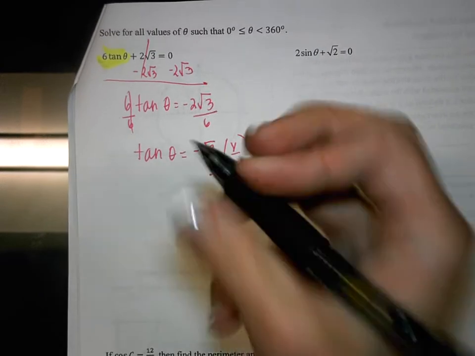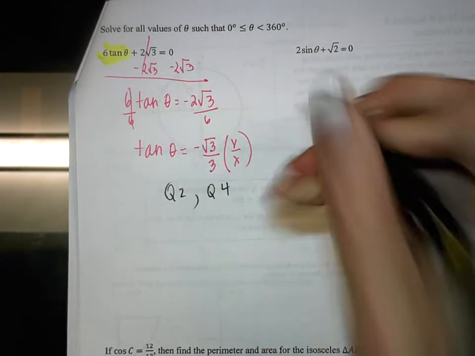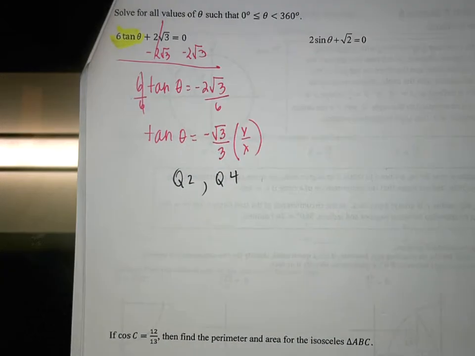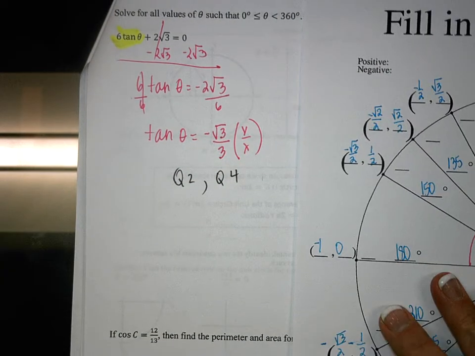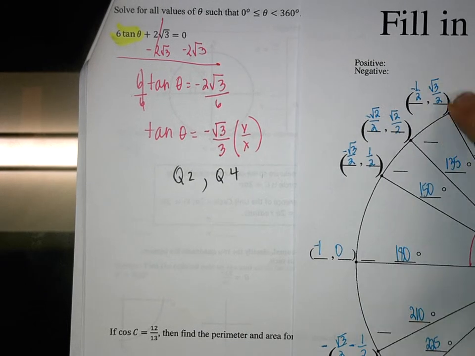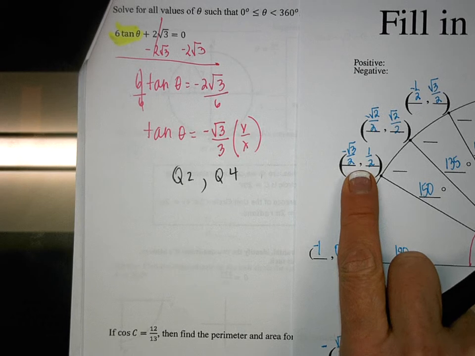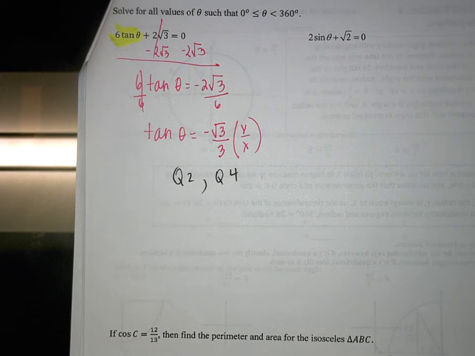I just heard a lot of answers. I know some of you said it right, but quadrant 2 and quadrant 4. So when we go to quadrant 2 and we're looking for a y over an x like this, is there anything that has a root 3 and a 3? No. So what am I going to have to do on this one?